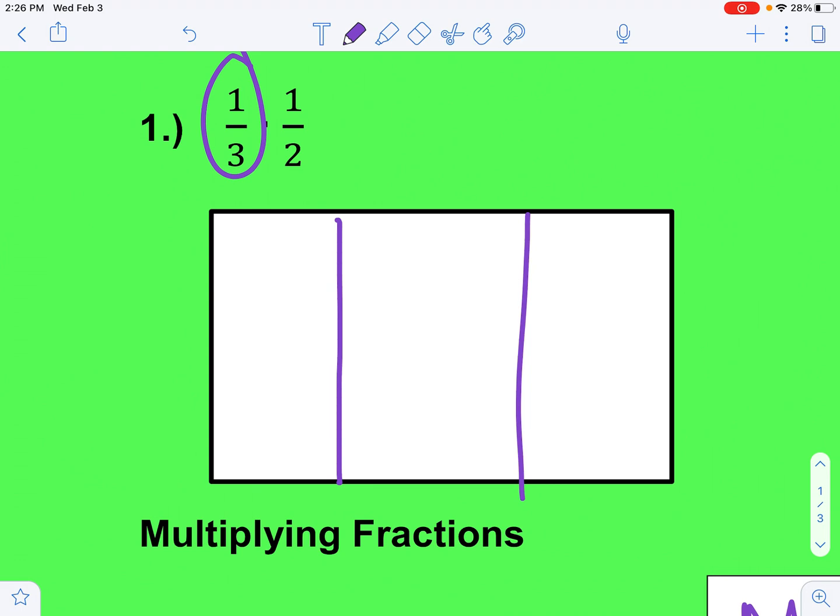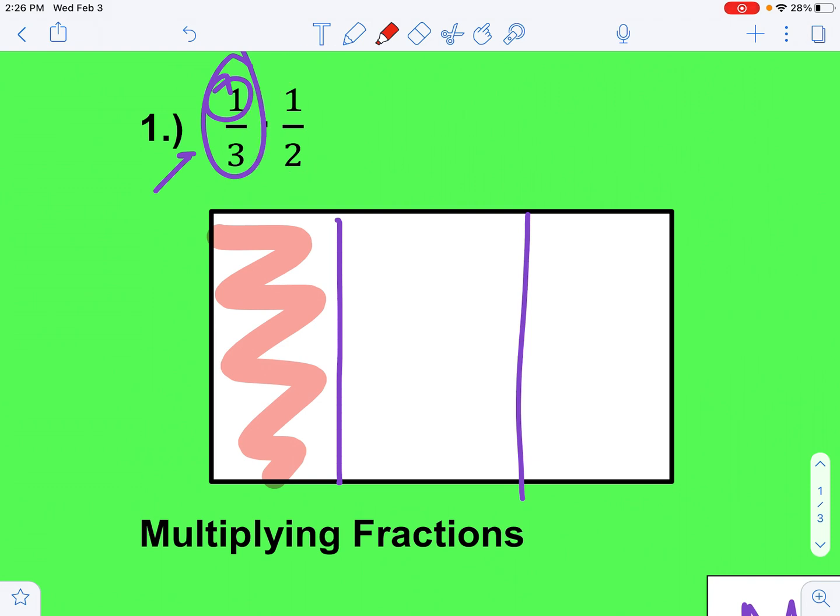Ooh, do the best you can. That was definitely not equal, but that's okay. Alright, and then we are going to color how many of these third boxes? Right, we're going to color one of them, so just quickly shade it in. I'm actually going to use a highlighter to shade it in. Alright, so we're done with our first fraction.